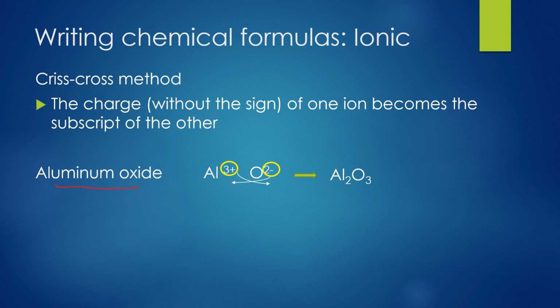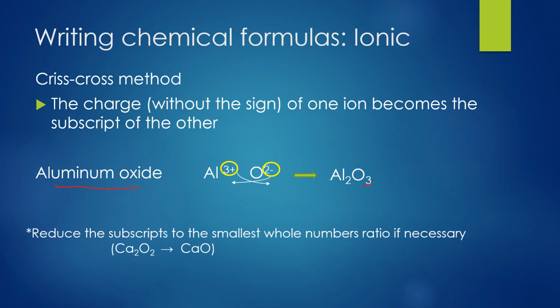And you can even write it out to make sure that it is neutral, right? If we have 2 aluminums, that's going to be a total of +6 on the cation side. For the anion side, since we have 3 oxygens and each oxygen is worth -2, 3 times -2 is -6. So we have a +6 on the cation side and a -6 on the anion side. So it is indeed neutral.